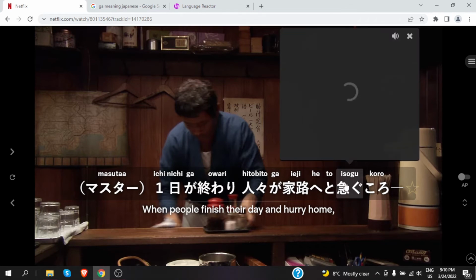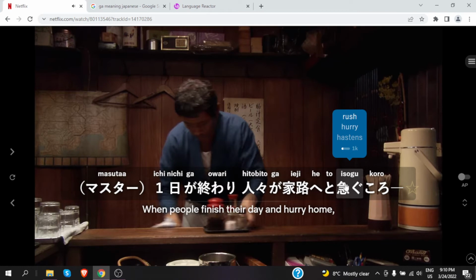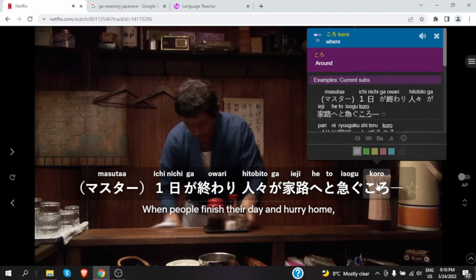Isogu, rush. 急ぐ Isogu, okay, rush, hurry. So I'm going to visualize rush and people rushing and people hurrying, okay, and connect it with that Japanese word. Isogu. Okay, so when I'm saying isogu to myself, I'm connecting it with a mental picture of what it represents. Isogu. Koro. Okay, where? Okay, koro.